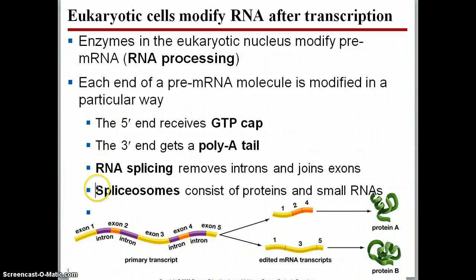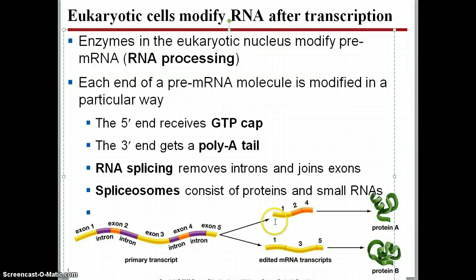Another thing that can happen is RNA splicing, so removing introns and joining exons together. Introns are basically non-coding regions of the gene and eventually the mRNA. And so they can be removed, and then the exons are the coding regions. What's really interesting is that the exons can be arranged in a variety of different patterns.